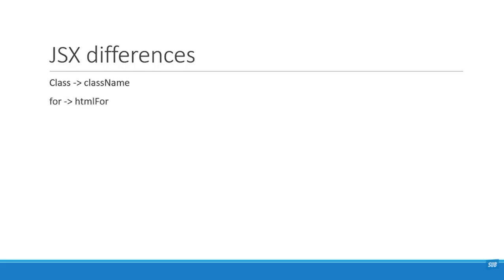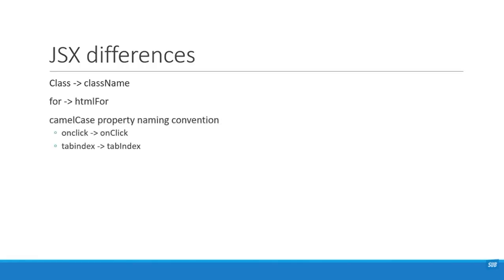Let me also talk to you about some of the differences you are going to see in JSX compared to regular HTML. The first one, which we have already seen, is class being replaced by className. Similarly, we also have for being replaced by htmlFor. Again, for is a keyword in JavaScript. You are also going to see camel case property naming convention instead of HTML attribute names. For example, onclick and tabindex will become onClick and tabIndex. That is camel casing. Alright, that is pretty much what I wanted to discuss about JSX.